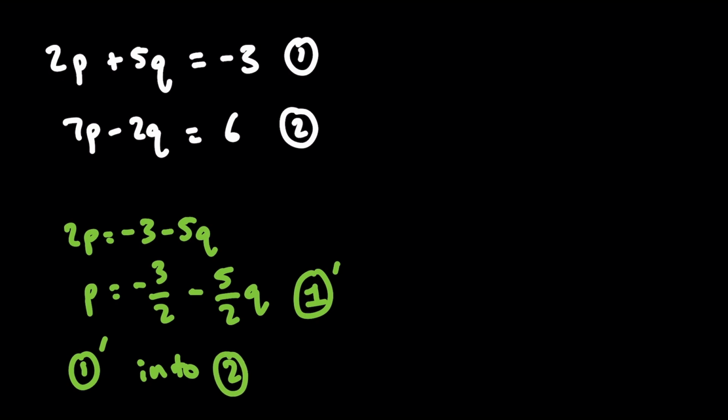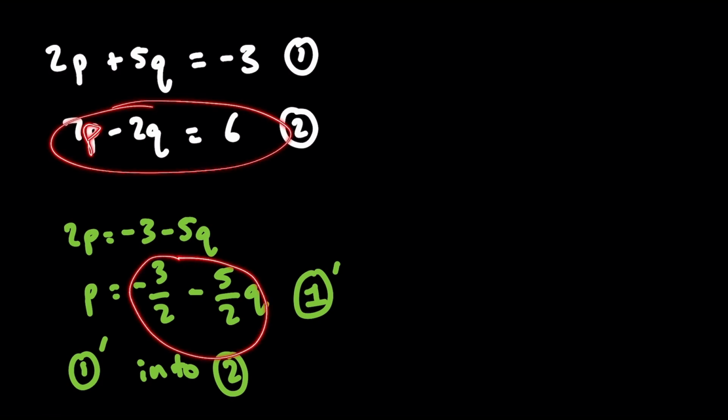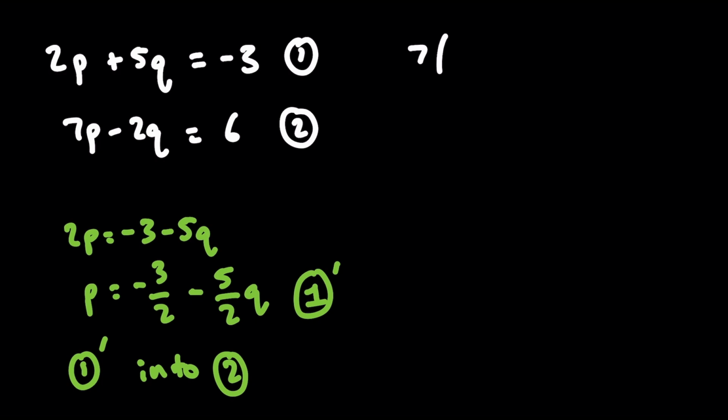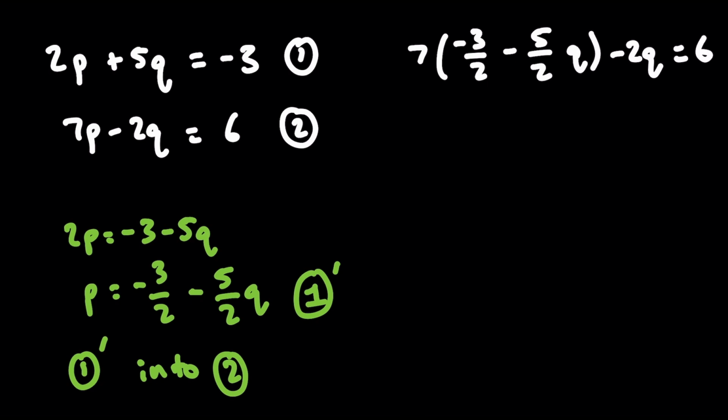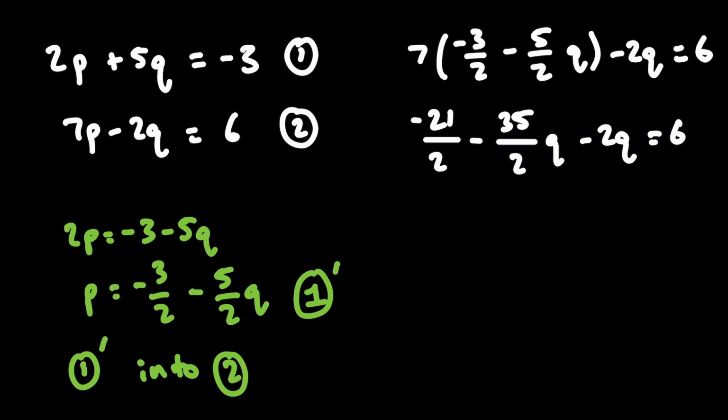So what I can do now is substitute it in. In this equation, I'm just replacing p with this expression here. So 7 times (minus 3 over 2 minus 5 over 2q) minus 2q equals 6. And now I can expand. I can expand this side over here by multiplying the first term by 7, then multiplying the next term by 7 as well. So then this will become minus 21 over 2 minus 35 over 2q minus 2q, and that equals 6.